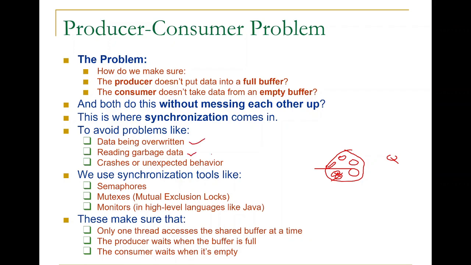Reading garbage data, because if Q comes to read something from there now, it's going to read something that is completely different from what it wanted to read. So garbage data, crashes, or unexpected behavior.